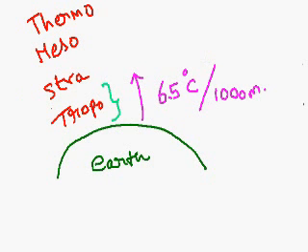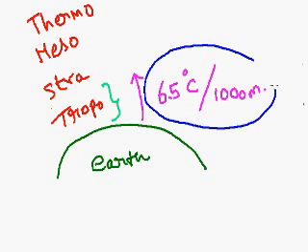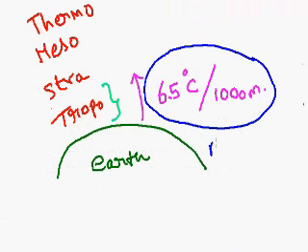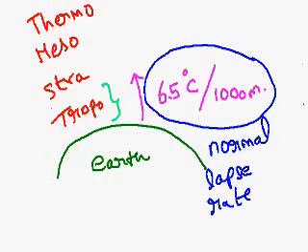This may be our prelim question. So the decrease in the temperature when we move up is at the rate of 6.5 degree centigrade per 1000 meter. 1000 meter is nothing but 1 kilometer. And this rate of decrease is called the normal lapse rate. So if they ask you what is normal lapse rate, you should be able to tell that when the height is increased, the temperature decreases and the rate of decrease is 6.5 degrees centigrade per 1000 meter.